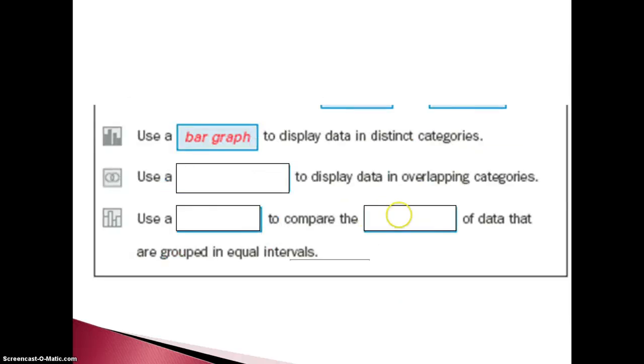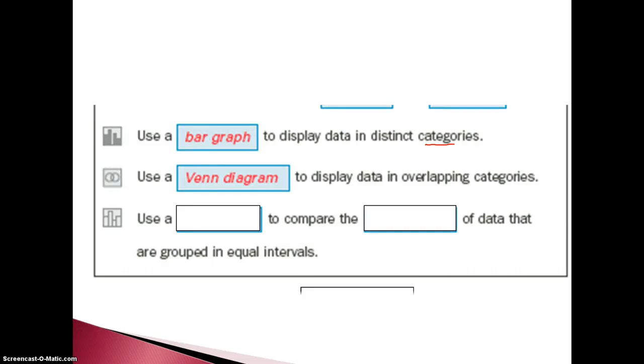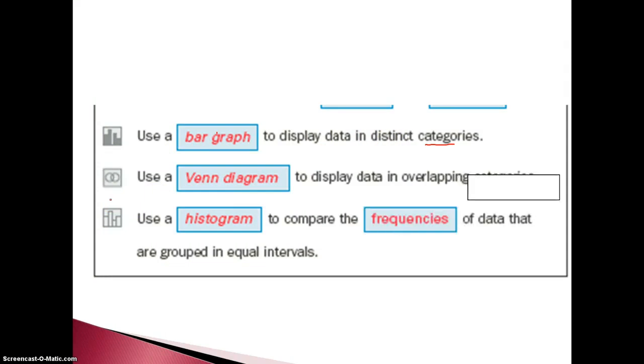We use a bar graph when we have distinct categories. What type of pet do you have at your house? What's your favorite color? Colors, pets, anything like that is a category. We use a Venn diagram to display data in overlapping categories. And we use a histogram. Remember the difference between a bar graph and a histogram is a bar graph has spaces and uses categories, where a histogram does not have spaces in between, and it's used to compare the frequency, how often something occurs, of data that are grouped in equal intervals.